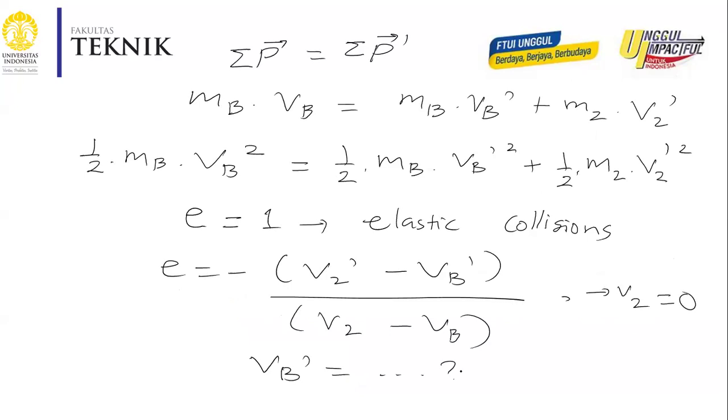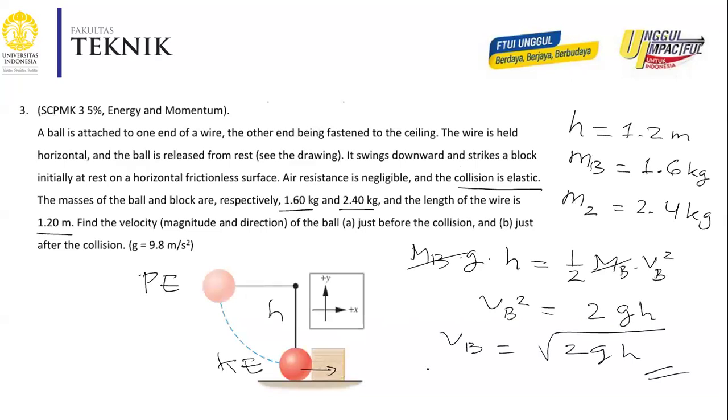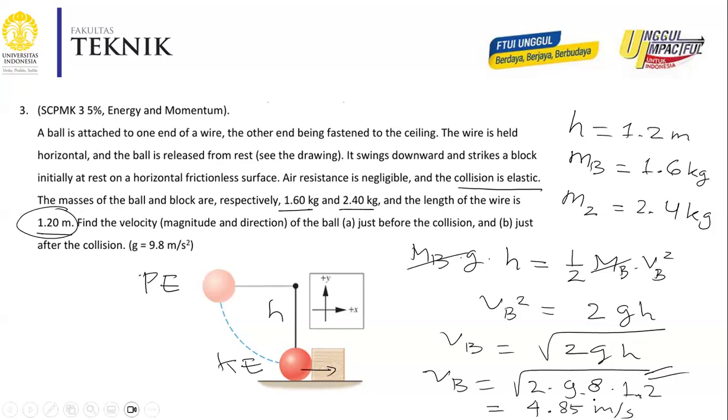Okay, actually by the calculation, you can say that VB here, because the gravity is 9.8, 2 times 9.8 times h. H is 1.2 meters. So this one, the answer is 4.85 meter per second, to the right side. So the initial velocity is to the right.